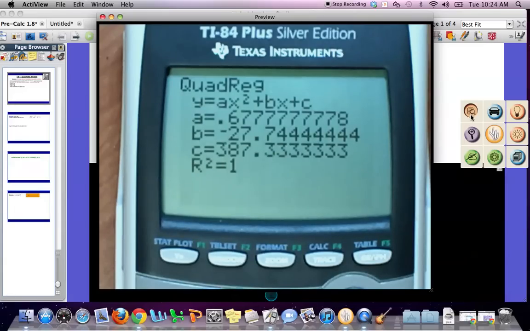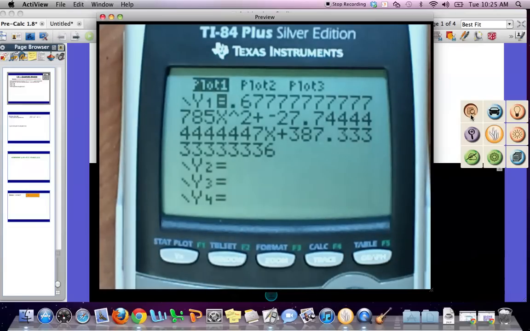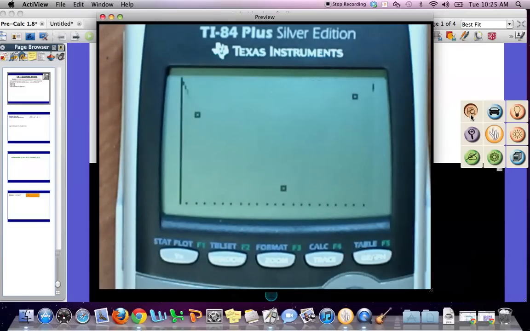Because this is a real world problem, it doesn't just work out to be like 5 and negative 2 and 6. The beginning problems on our assignment will work out like that, real nice, but this one doesn't work out real nice. Now it stored that into my y equals because I told it to. When I graph, notice my parabola fits those 3 points perfectly.